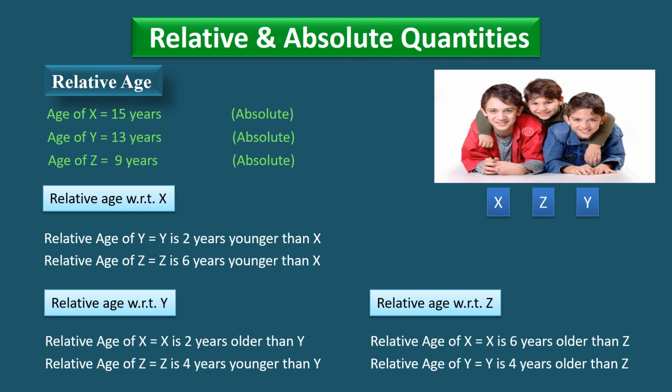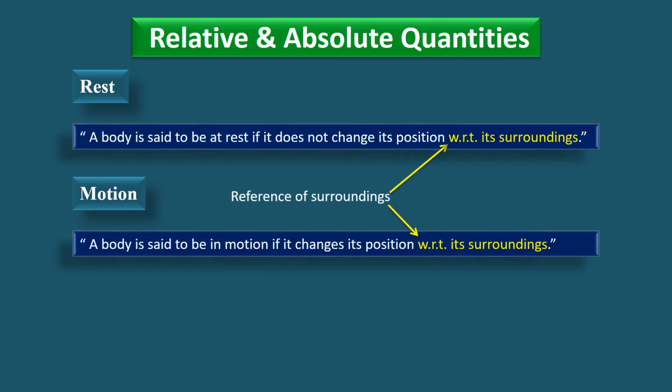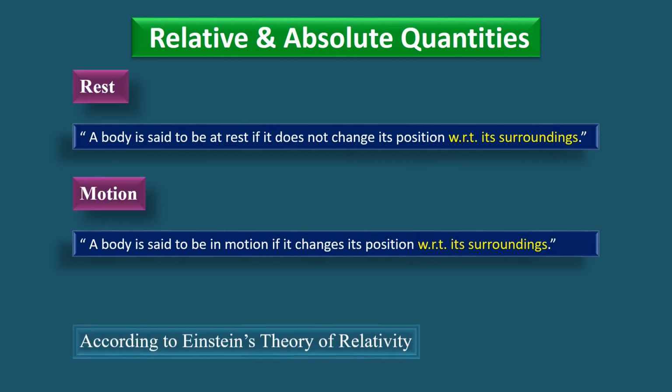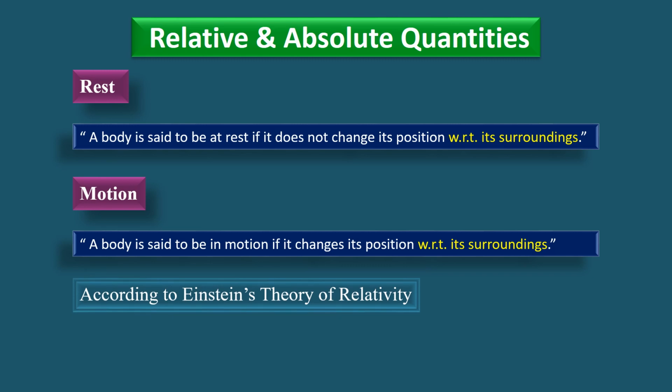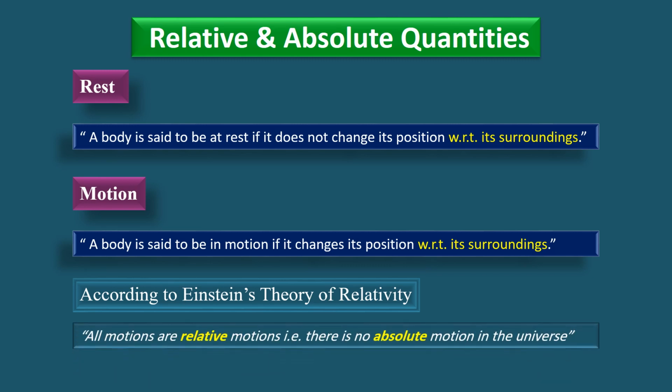So by these two examples, we conclude that we can choose anything or anyone as standard. While studying kinematics, you cannot define rest and motion of a body without comparing its state with its surroundings. So, rest and motion both are relative terms, as Einstein described in his famous theory of relativity. All motions are relative motions. That is, there is no absolute motion in the universe.